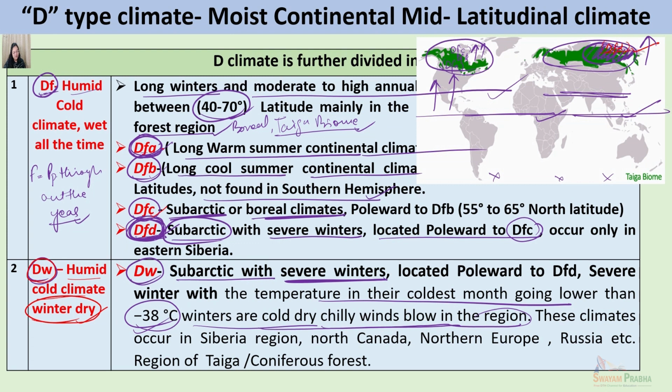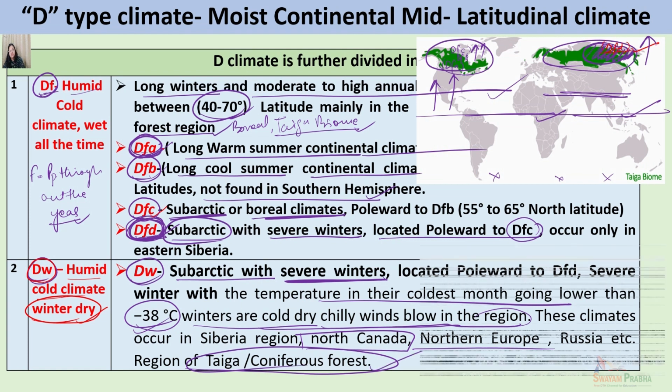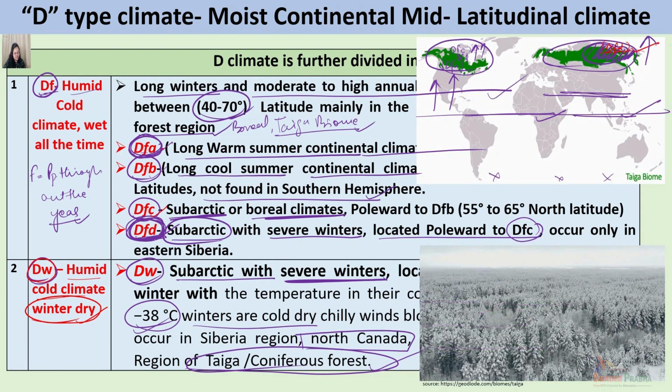And this particular type of climate is kind of symbolic to Siberia, which is the northern part of Russia, and it is very cold, and to the northern part of Canada, northern Europe, northern limits of Norway and Sweden region of Europe. And this area corresponds to taiga or coniferous forest. So for most of the part of the year, the taiga and coniferous forest region is also entirely covered with snow. So these are the variants of D or moist continental mid-latitudinal type of climate, which is prominently found in the temperate regions of the world towards the polar margins.